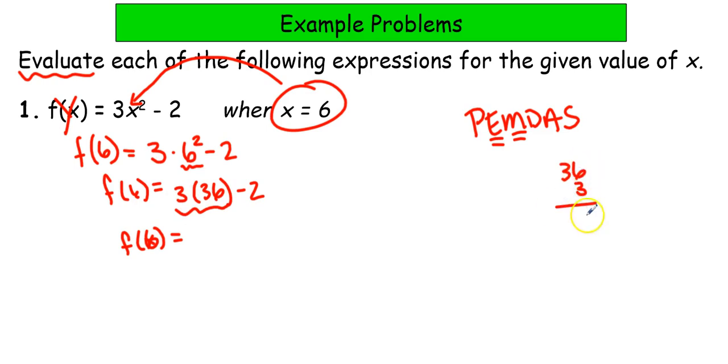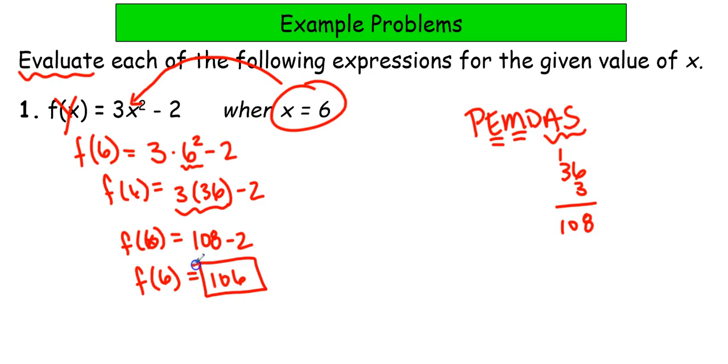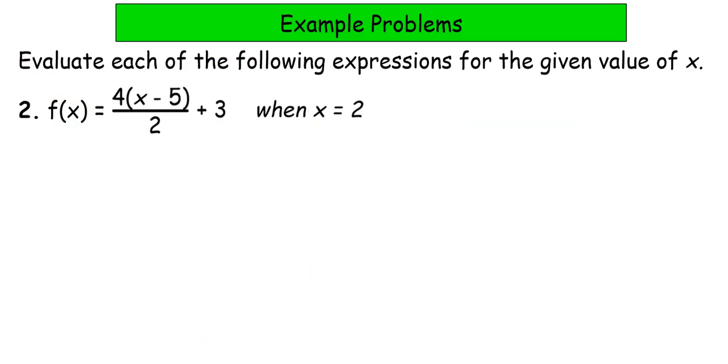So f of 6 is equal to 3 times 36. I don't know what that is in my head, so I'm just going to do a little scratch work off to the side. 3 times 36 is 108. 108 minus 2. And then I move along to addition and subtraction. I see obviously subtraction there, no addition. So f of 6 equals 106. That's my final answer, and I'm going to box that or circle it there at the end. So again, we go through PEMDAS, make sure you apply those in the correct order. And I know that whenever x is 6, my y value, or f of x, is 106.